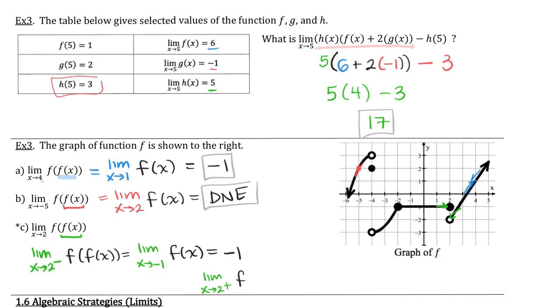Of f of x, and I'm going to apply it to the inner function. So if I come from the positive side, the y value is going to negative 2. Okay, the limit as x approaches negative 2 of f of x, right here, is also negative 1. So the limit as x approaches 2 from the negative side is negative 1, and as x approaches 2 from the positive side is also negative 1, which means the limit as x approaches 2 of f of x is negative 1.